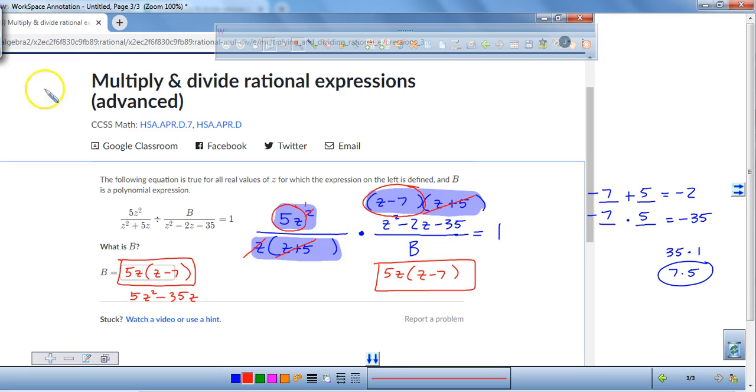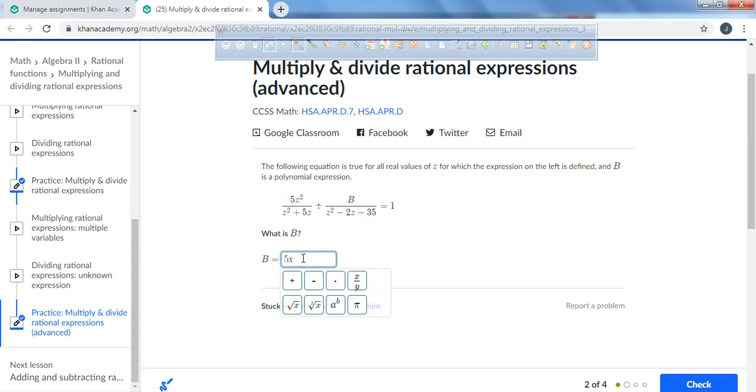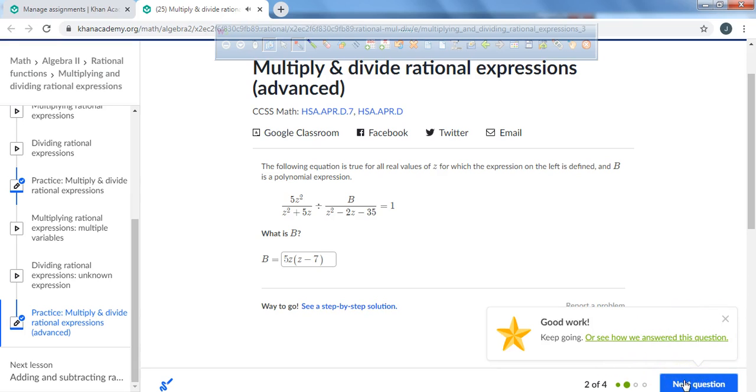We'll see if that works. All right, 5z. Oh, not 5x, 5z, z minus 7. All right, looks good. I think I got it. Woohoo! Good work. All right.